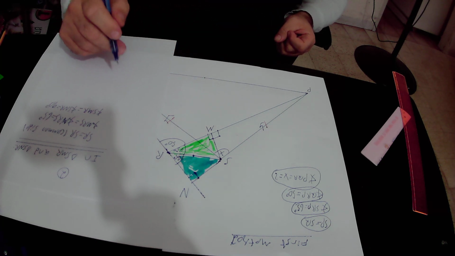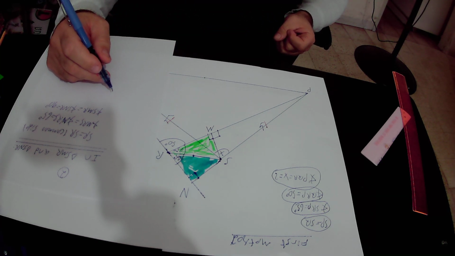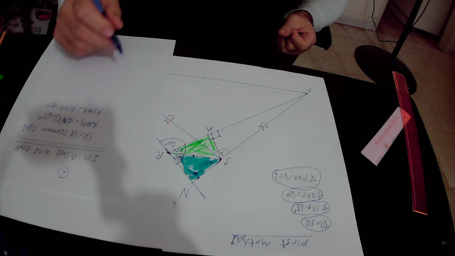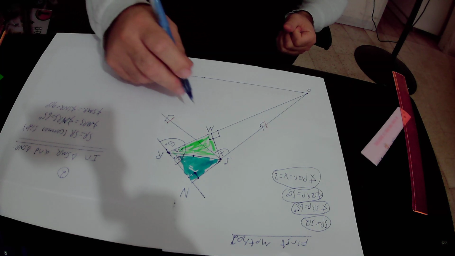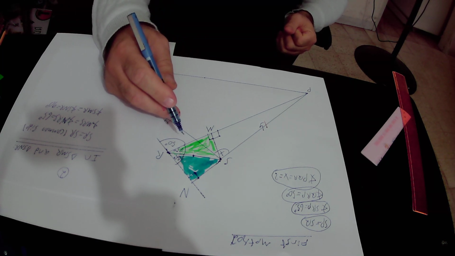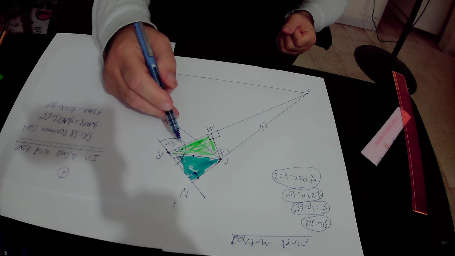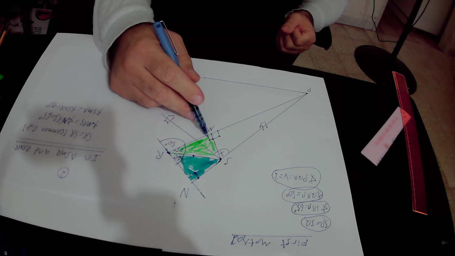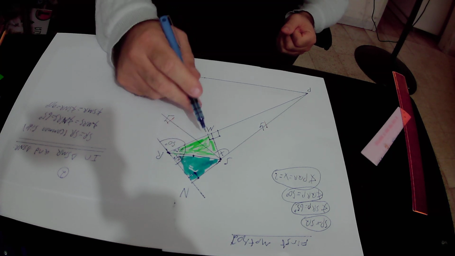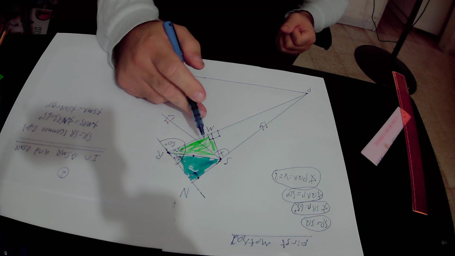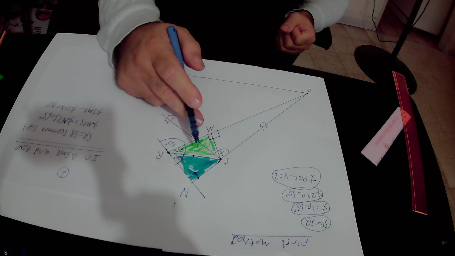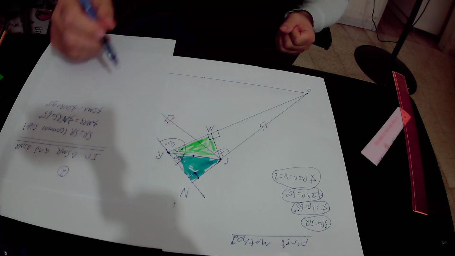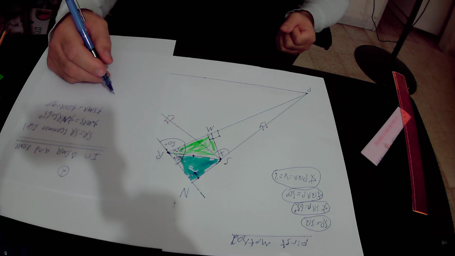So here, if we focus on the green triangle, and it is also the same in the blue triangle because they have two equal angles. This angle is equal to this angle and this angle equals this angle, so the size of the third angle in the green triangle will also be the same as the size of the third angle in the blue triangle.